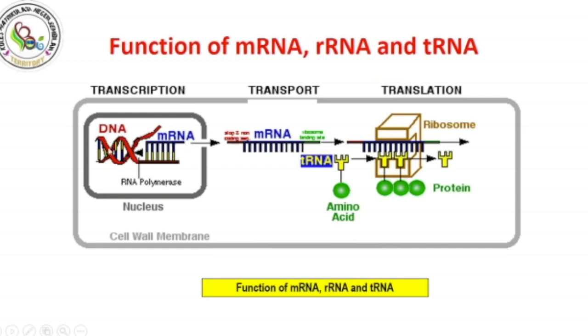So, genetic information in DNA will be copied into mRNA, and this process occurs during transcription inside the nucleus. mRNA then will be transported to the cytoplasm of the cell, and here it will serve as a template to form protein. So during formation of protein, specific amino acids will be transferred by tRNA molecules.